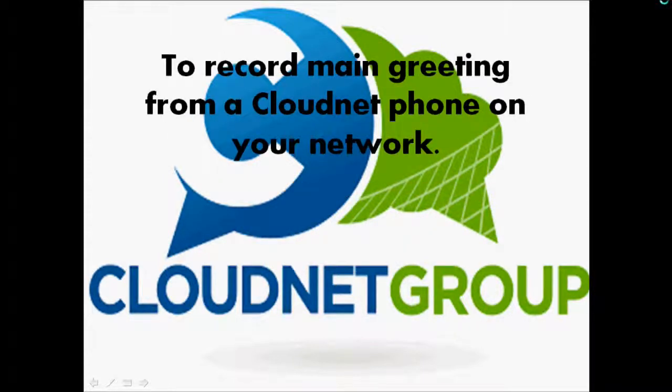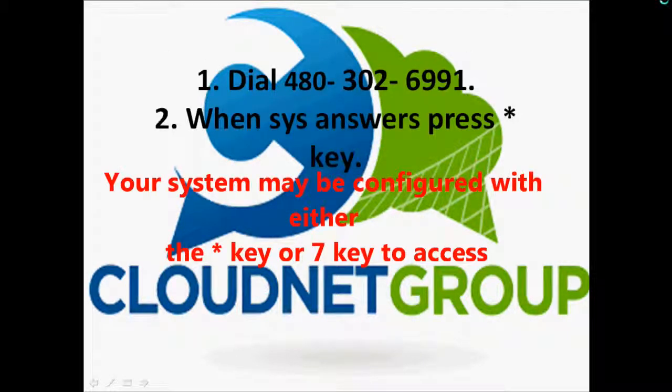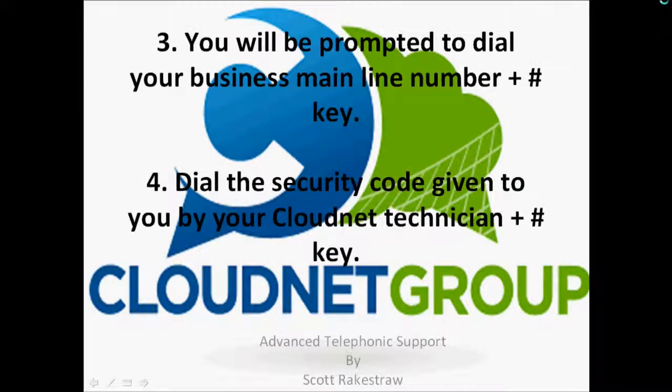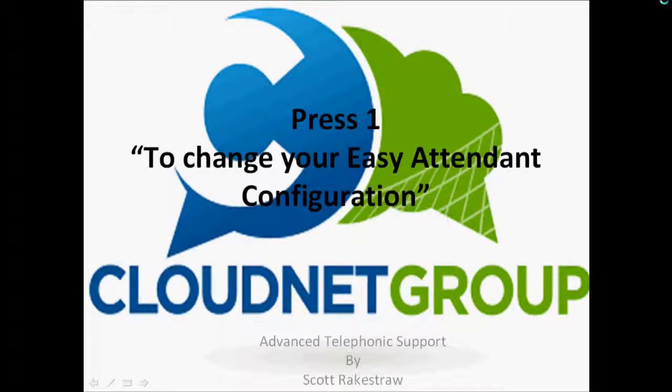To record the main greetings from a CloudNet phone on your network, you'll dial that same phone number of 480-302-6991. When the system answers, you'll press the star key. At that point, you'll be prompted to dial your 10-digit mainline number, followed by the pound key. You'll be prompted to dial the security code given to you by your CloudNet technician, again followed by the pound key. And then when you're in the system, she will prompt you to press the digit 1 to change your Easy Attendant configuration.